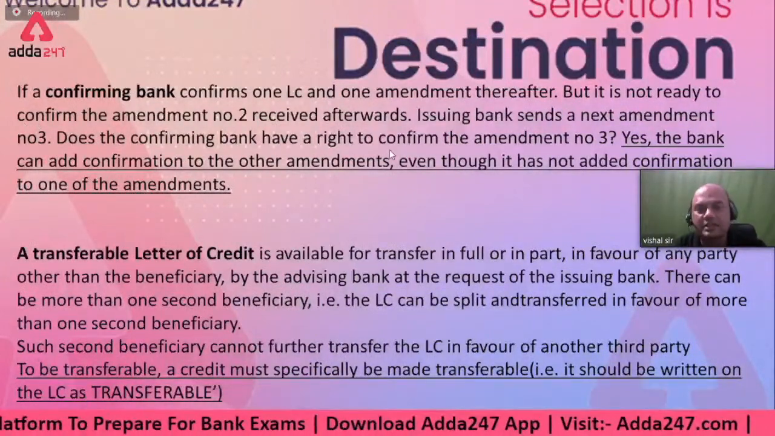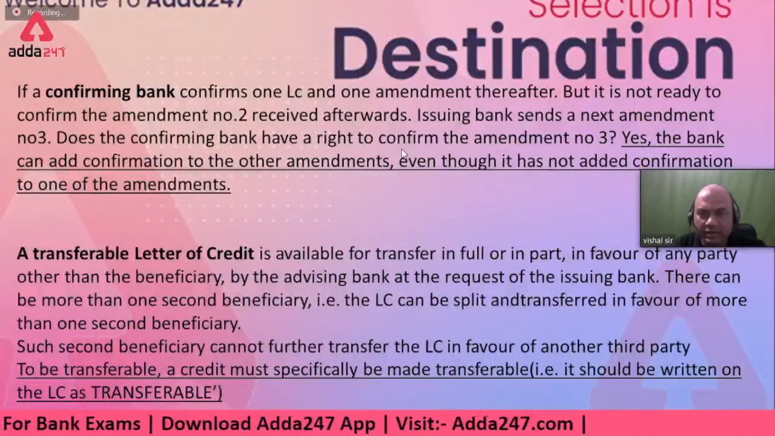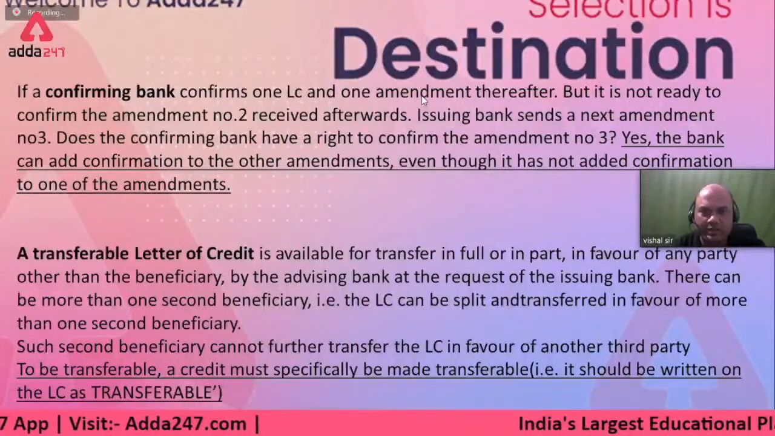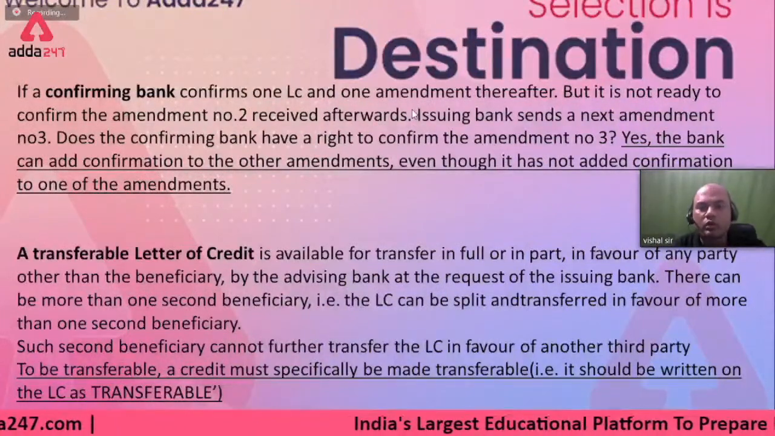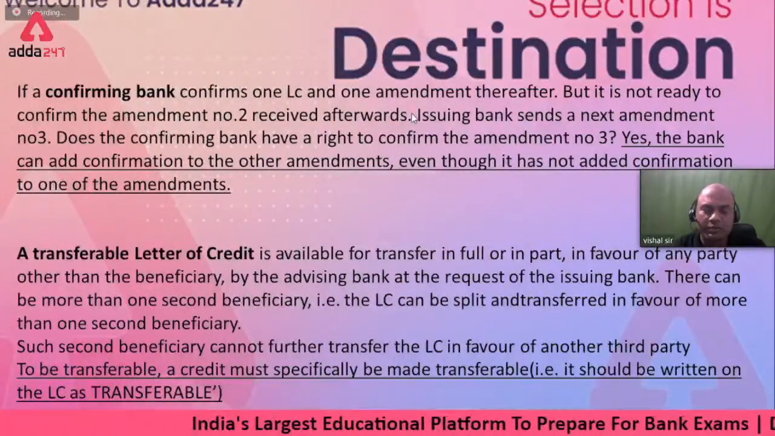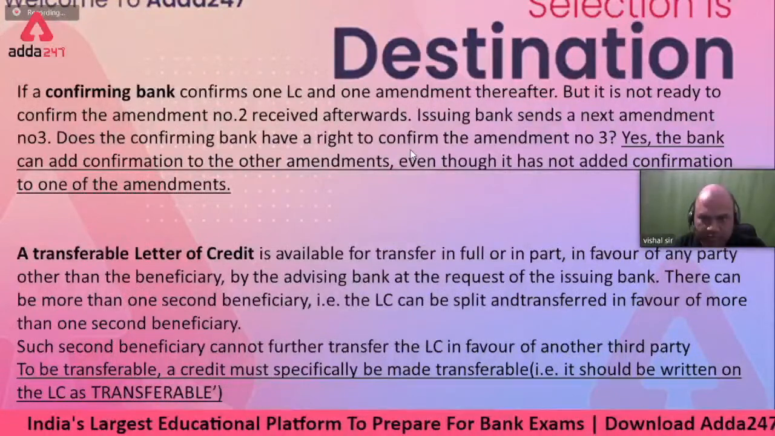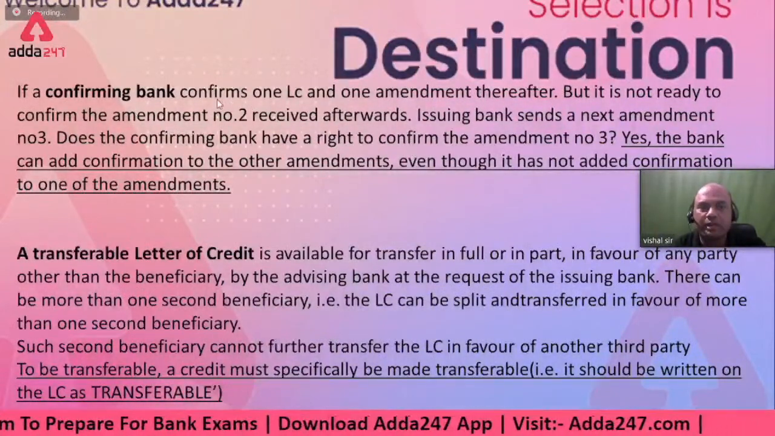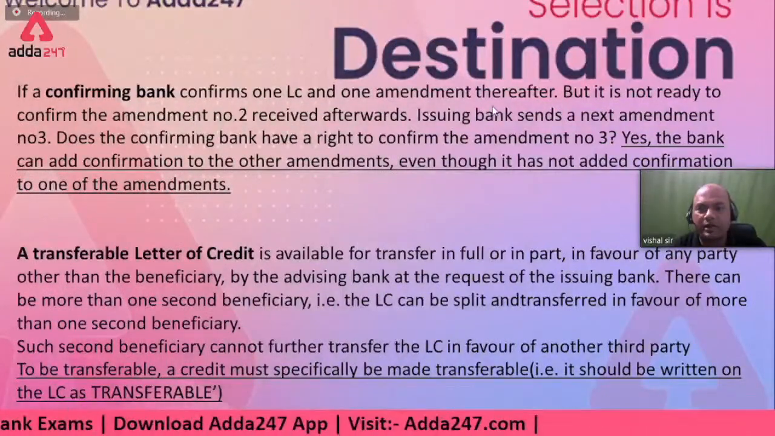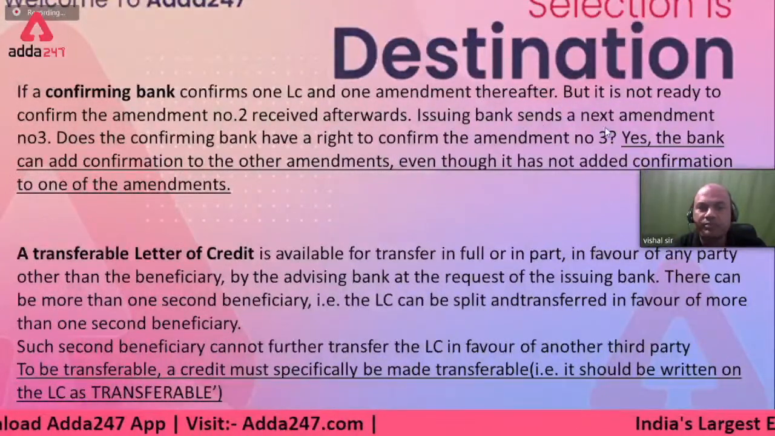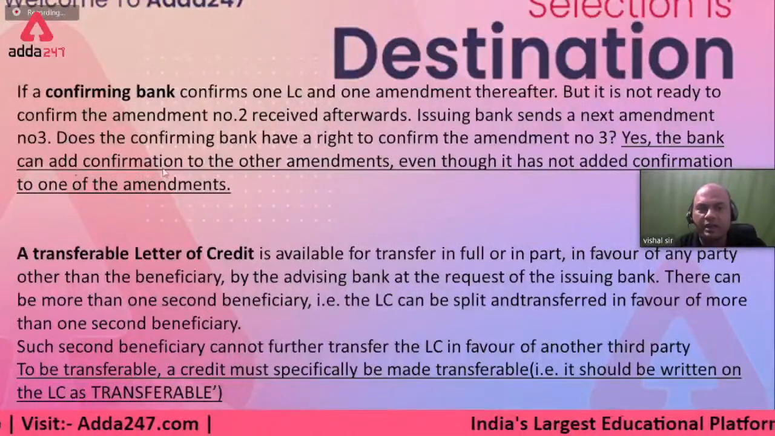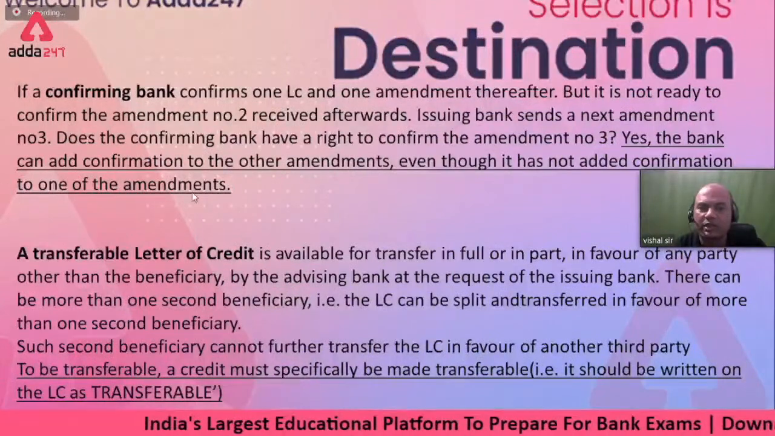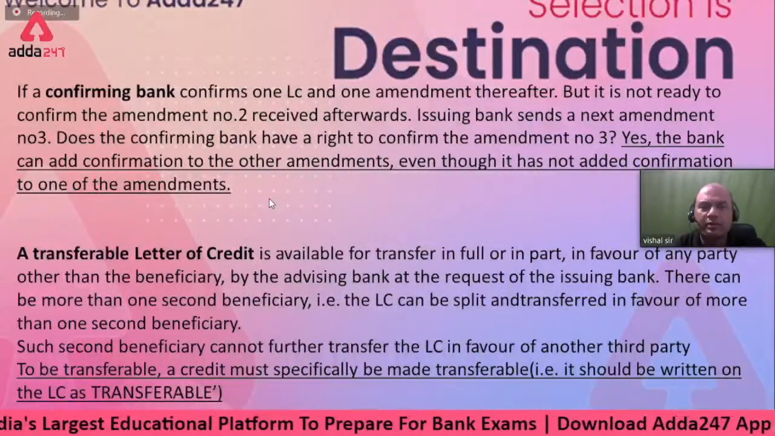So the answer is yes. Always remember, the confirming bank has a right to confirm any amendment which it wants and not to confirm any amendment which it wants, even in between. That is important. Even in between. So amendment number 2 is not confirmed, but amendment number 3 can be confirmed. So the bank can add confirmation to the other amendments, even though it has not added confirmation to one of the amendments. Correct? Keep it very clear.